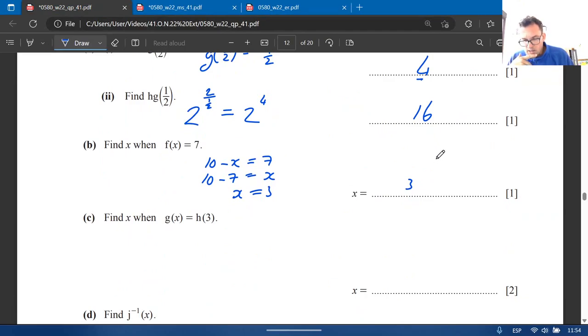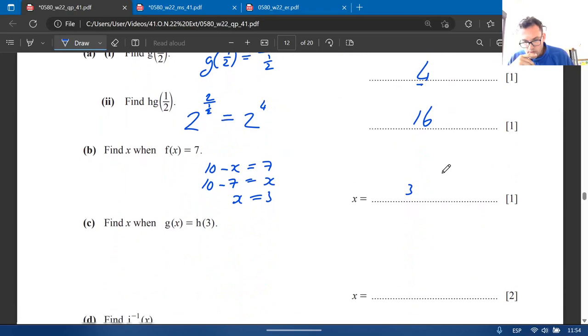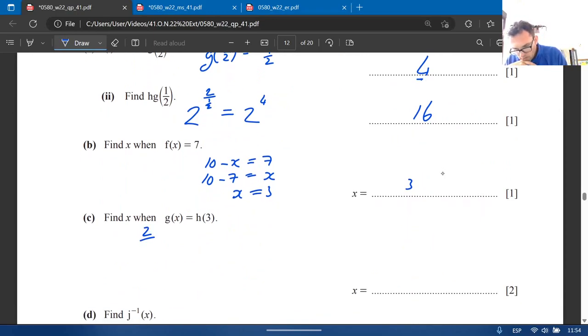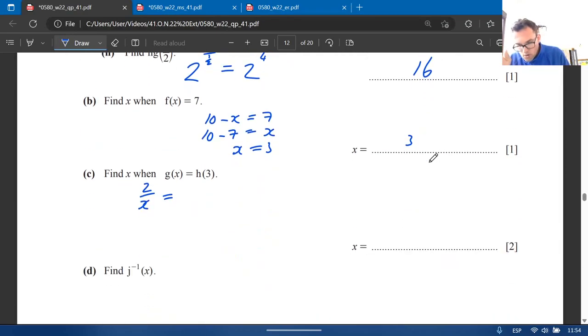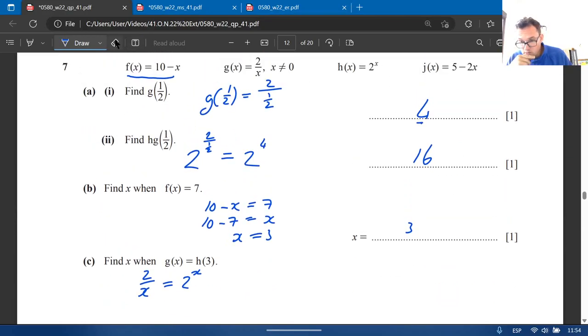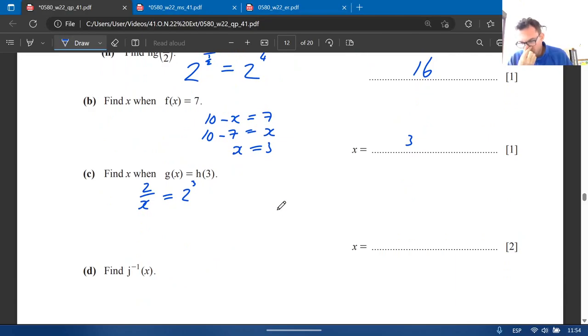Find x when gx equals h3. So what is gx again? 2 over x. So we got 2 over x, that's gx, equals function of h, which is 2 to the power of x, but they've changed the x for a 3 there, so let's do the same. Let's change this x for a 3. Okay. How are we going to solve this one? Right, fine. So what is 2 cubed? 2 times 2 is 4, times 2 is 8, not 6.